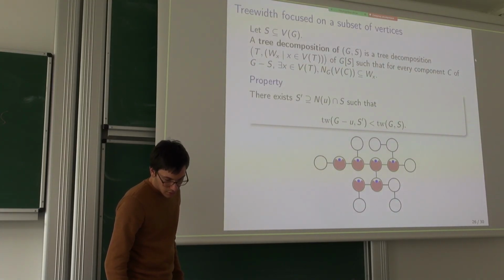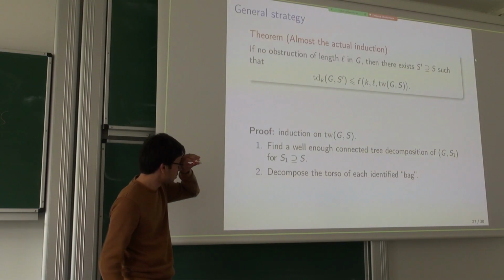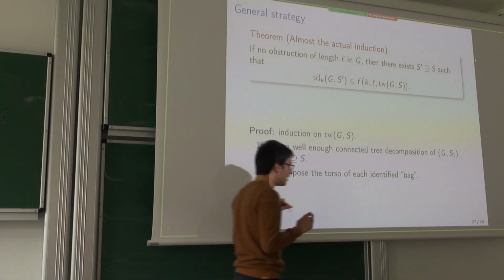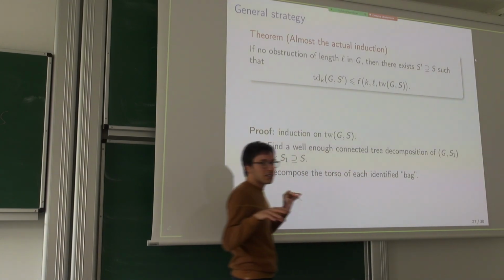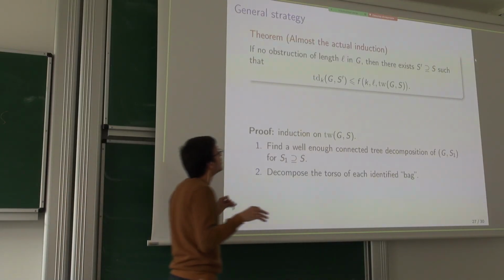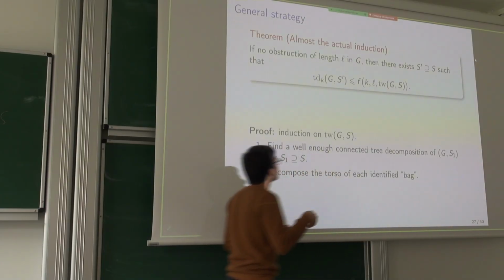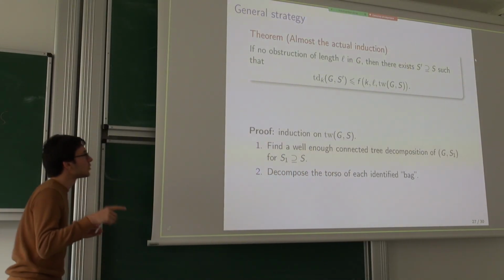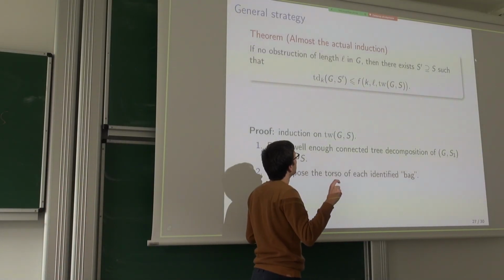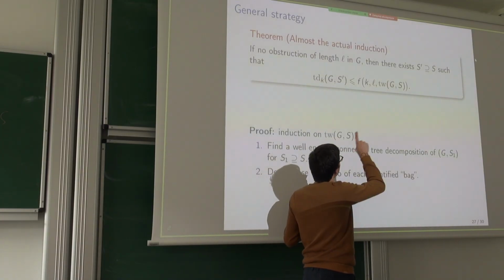So I will try to show you, at a high level, the main proof and how to use this idea. First, we are not working on G, we don't want to decompose G, but G S prime for some superset of S. So instead of decomposing the full graph, we just want to decompose a superset of S which is given. And now we want to proceed by induction on treewidth of G S.